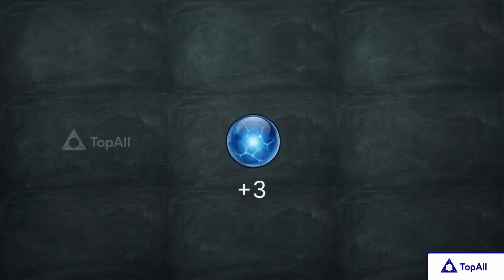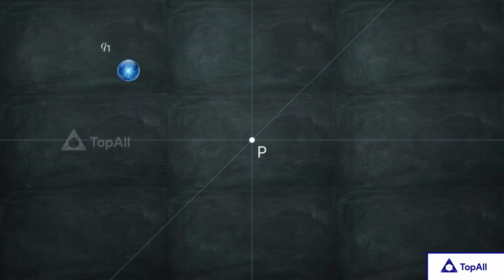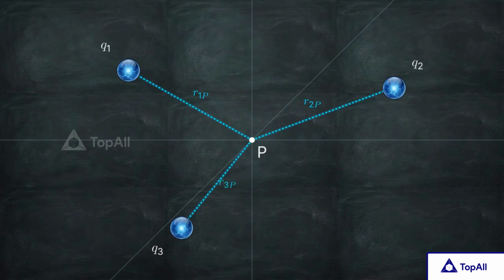by each individual charge. This animated diagram shows a clean 3D coordinate grid with a test point P at the center. Around it, we have placed individual charges, Q1, Q2, and Q3, at varying distances, marked by glowing dashed lines labeled R1P, R2P, and R3P, connecting them to point P.